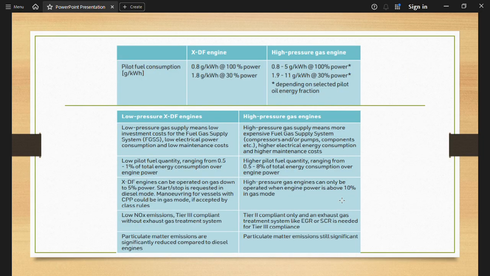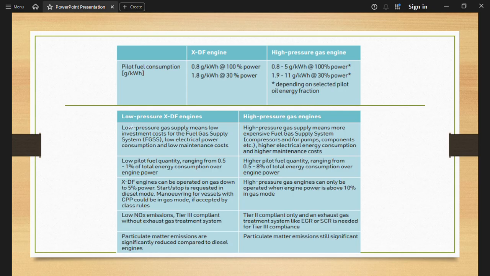Now XDF engine. Pilot fuel consumption, when we speak about an XDF engine, is 0.8 gram per kilowatt hour at 100% power, and 1.8 gram per kilowatt hour at 30% power. Now high pressure gas engine, we have 0.8 to 5 gram per kilowatt hour at 100% power, and 1.9 to 11 gram per kilowatt hour at 30% power, depending on selected pilot oil energy fraction.